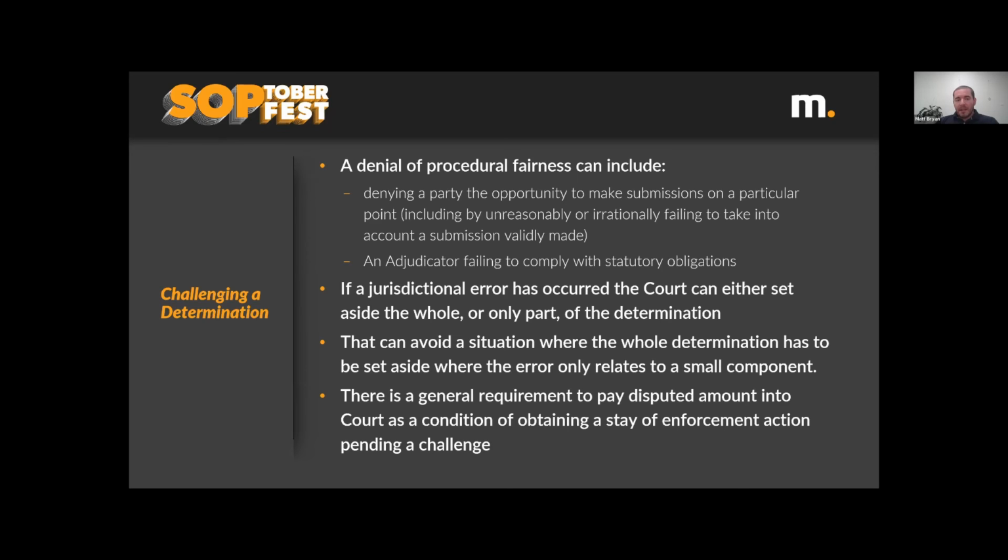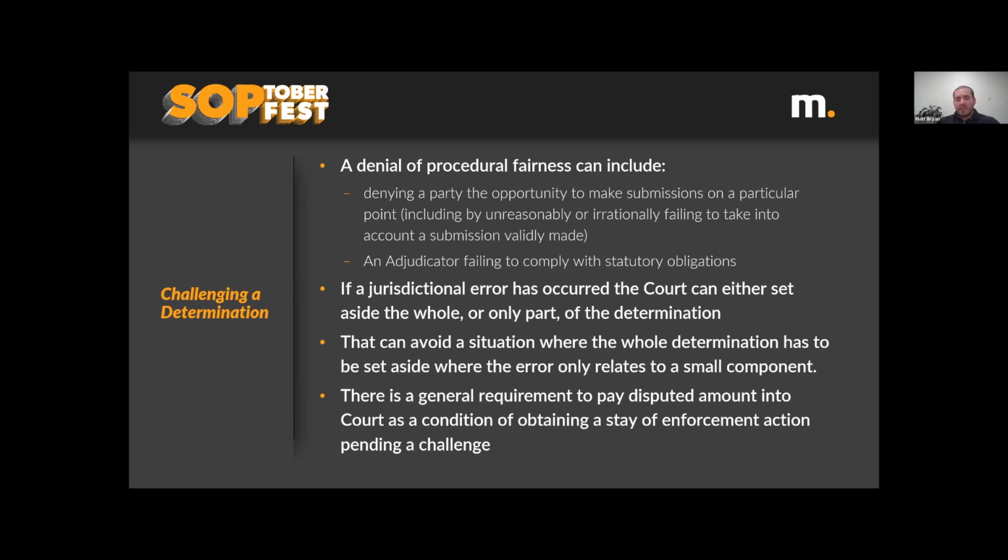If jurisdictional error has occurred, the court now under the Act has a discretion to set aside part of the determination, as opposed to just setting aside or quashing the whole amount. I think that's quite important, and it can avoid a situation where the whole determination comes crumbling down just because there's an error in a small component.